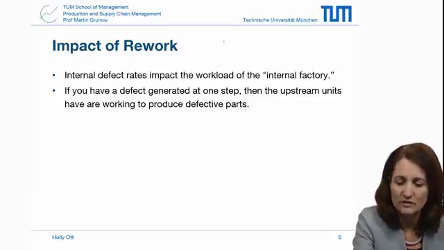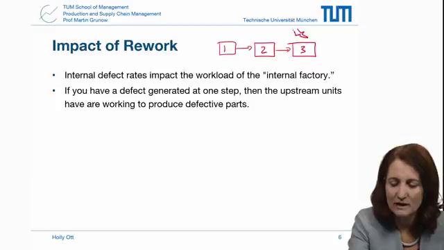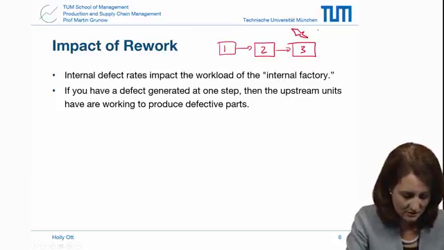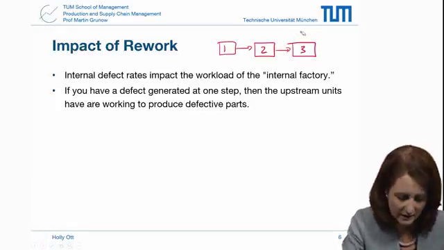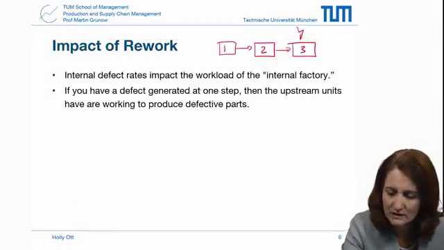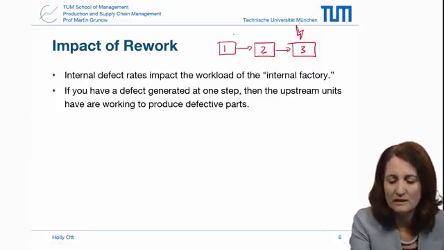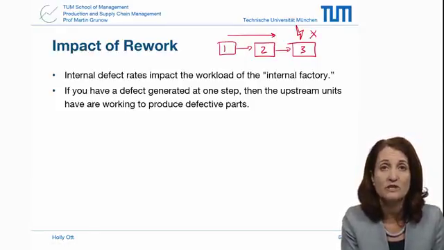So if I just drew a little picture of this, we have our process flow, step 1, step 2, and step 3. And step 3 has a problem. This means any inventory that's going through steps 1 and 2 and then is scrapped means that we're having costs of the resources and the materials that are used to make those defective parts.